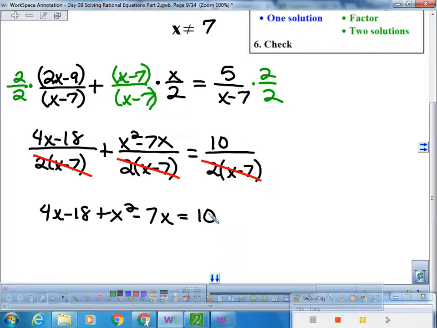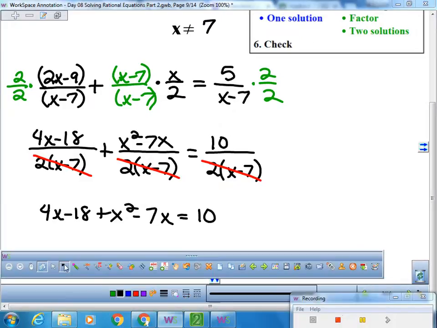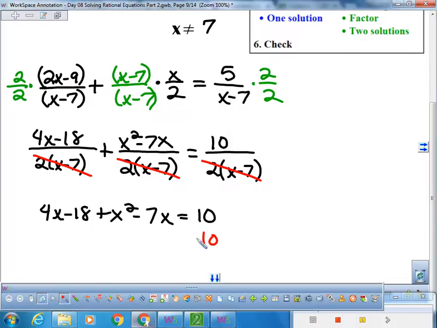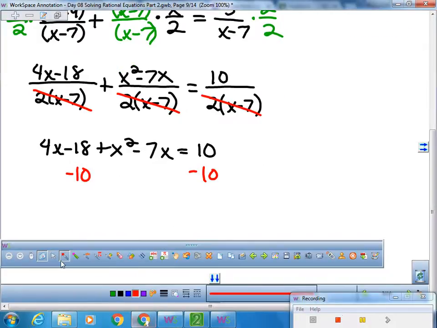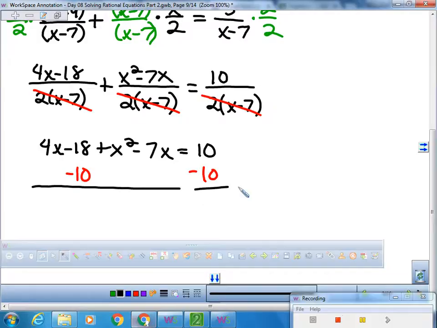Matthew, what's my next step? I've got a quadratic, so how am I going to solve it? The big X, so I'm going to factor. So in order to factor, I've got to have everything on one side and set it equal to 0, right? Right, Jaden? Okay. So I'm going to move the 10 over to the other side. And I have x squared. 4x minus 7x is negative 3x. And then I have negative 18 and negative 10 is negative 28 equals 0. Now I can factor.